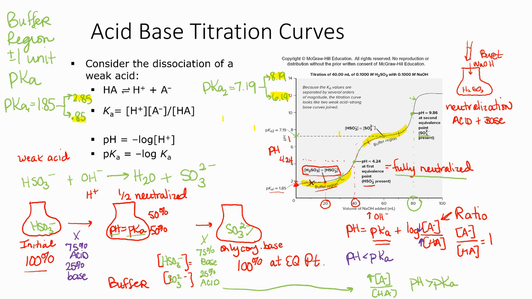Okay, so a couple comments then. Notice that this has a proportionality to it. So if we started at 40 mils right here with HSO3 minus, and then fully neutralized was 80, the halfway mark is 60 mils. See how that's halfway? That's where pH equals pKa. So that'll always be true, that the halfway mark is where pH equals pKa.